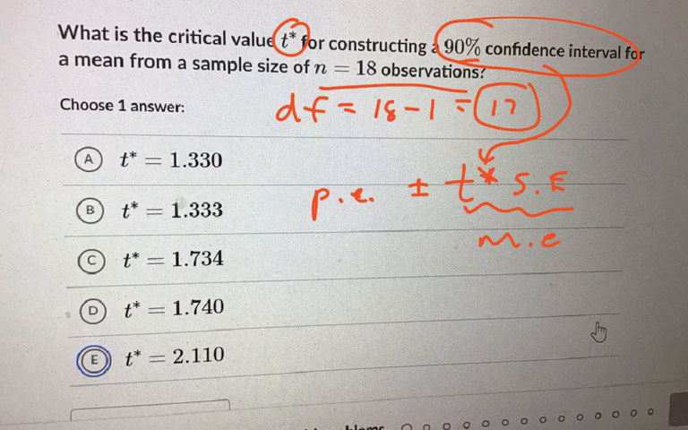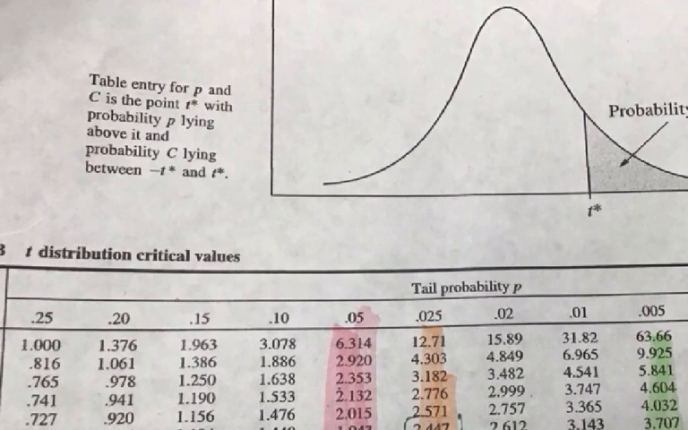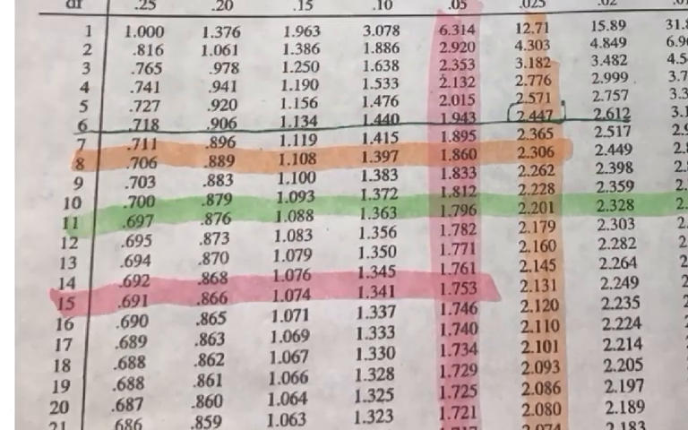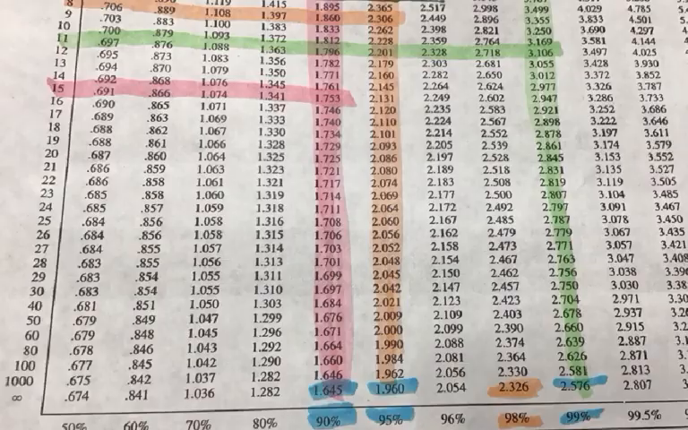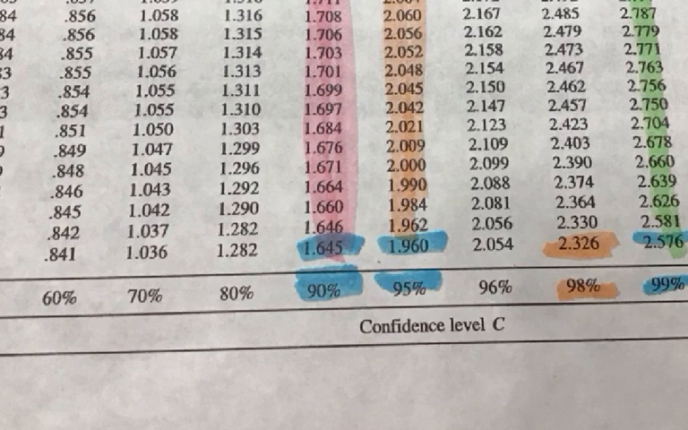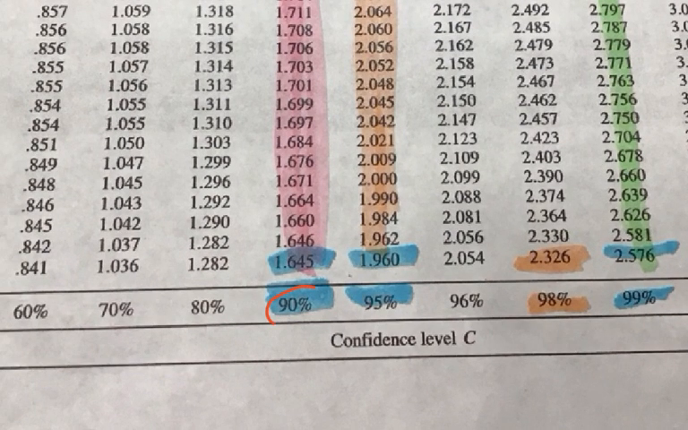Well, look how simple this is. All I have to do is go to my t-table. Now, every one of you, make sure you have a t-table. Let's see here if I have a better picture. Here we go. And I'm going to go right to the very bottom, right? Go right to the very bottom. If I want 90%, I'm looking right here at my highlighted pink column here, right? And I'm going to look up until that matches over here, degrees of freedom 17.